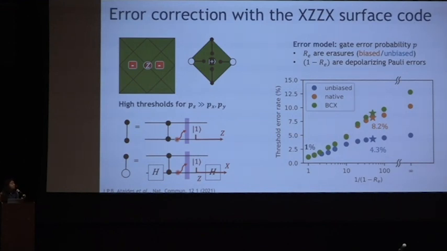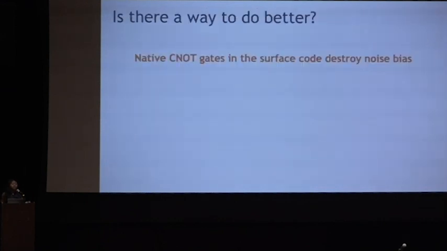Now let's imagine that for this qubit, we could implement a bias-preserving controlled-NOT gate that did not take Z errors and turn them into X errors. In that case, we could get an even higher threshold of 9% and preserve some good properties of the XZ surface code, which are right now not preserved.